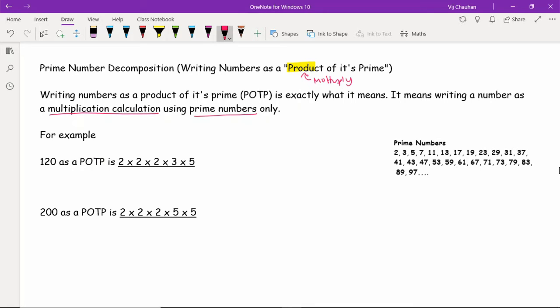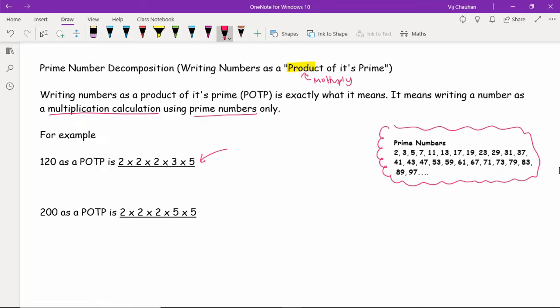numbers only. So for example, 120 as a POTP is 2 times 2 times 2 times 3 times 5, and again you can only use prime numbers. So I couldn't have done 12 times 10, because 12 is not prime and 10 is not prime, so you've got to break those numbers up.